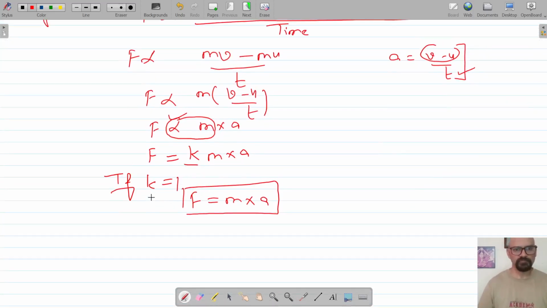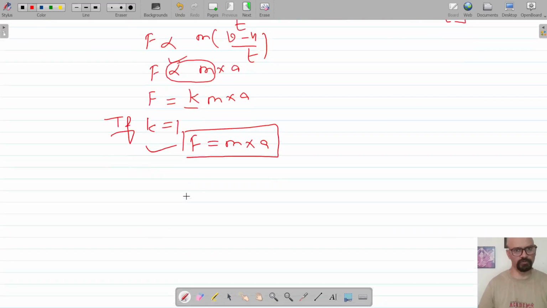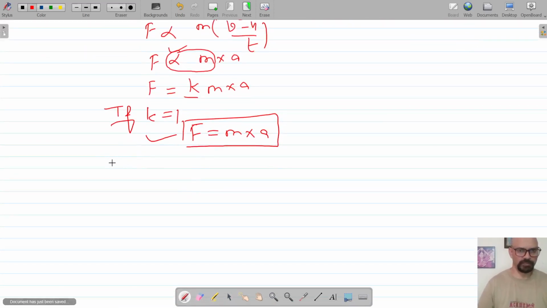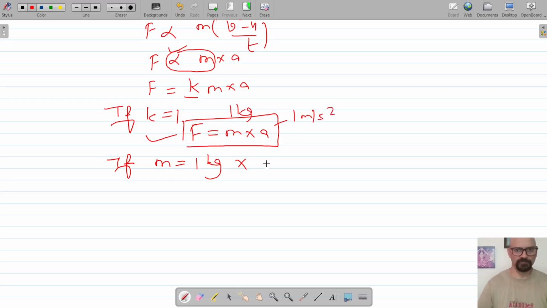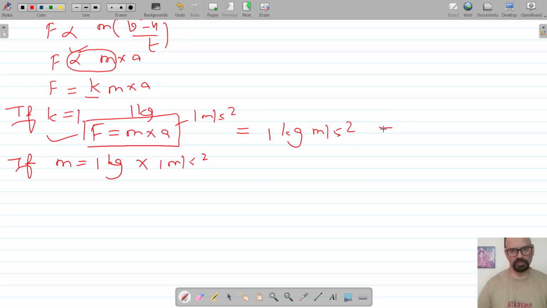Now, this is the mathematical expression of Newton's second law of motion. From here, we are going to derive the SI unit of force. Let's say mass is 1 kg and acceleration is 1 meter per second square in SI units. So this force becomes 1 into 1, which is 1 kg meter per second square, and we call it 1 Newton. So kg meter per second square is denoted by Newton.